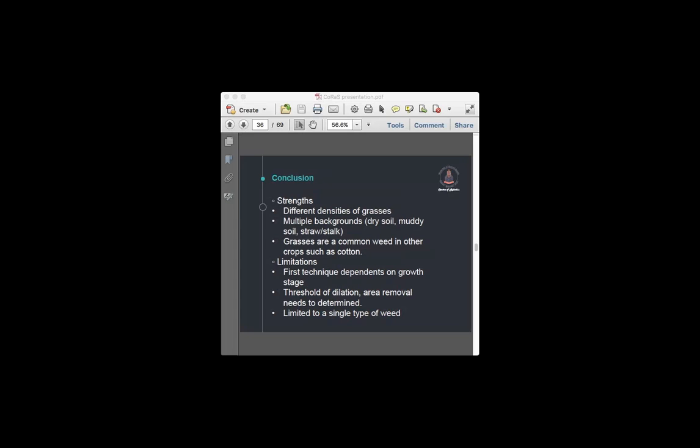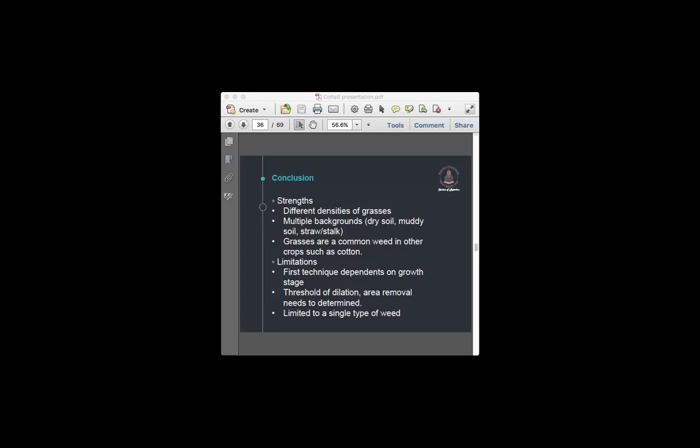So the strength that we have is we have different densities of grasses, multiple backgrounds, dry soil, muddy soil. Sometimes there is a lot of straw, and this is the most difficult one because it introduces a lot of texture in the image, and our techniques are based on texture. So grasses are a common weed in other crops such as cotton.